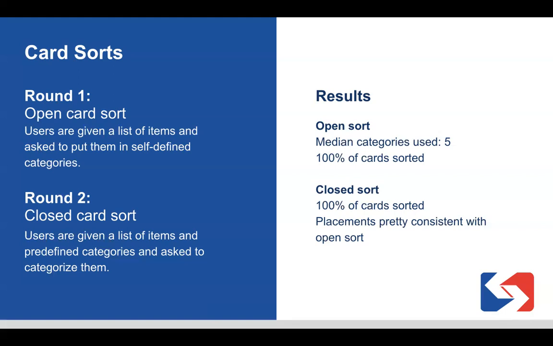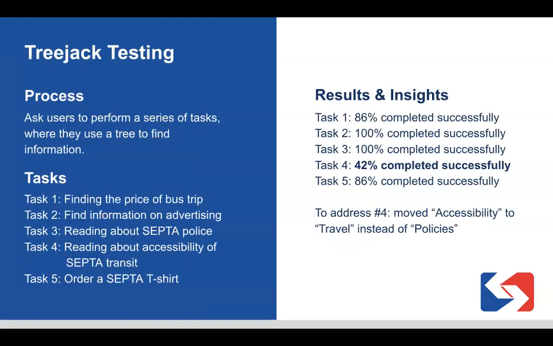In the open sort, the median number of self-defined categories was 5, and participants sorted all cards. In the closed sort, again, participants were able to sort all cards, and their placements in terms of the predefined categories were generally pretty similar and consistent to that of the first round.